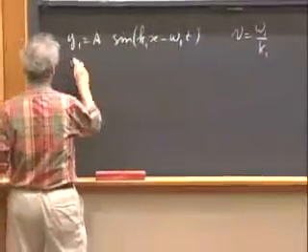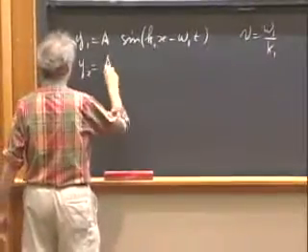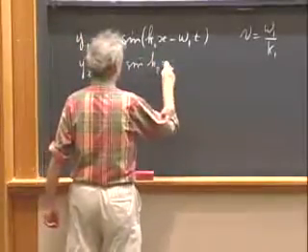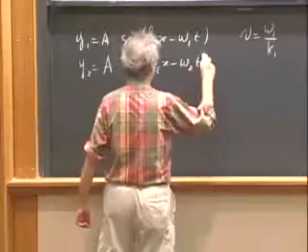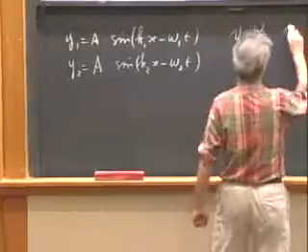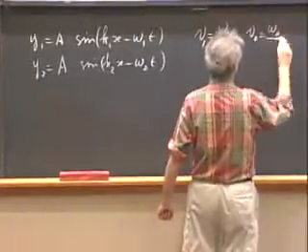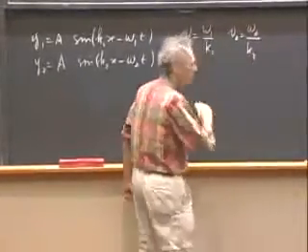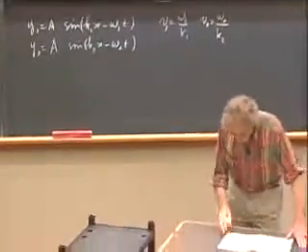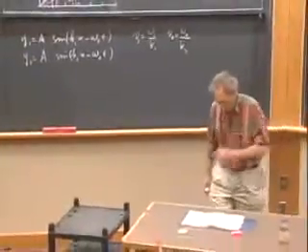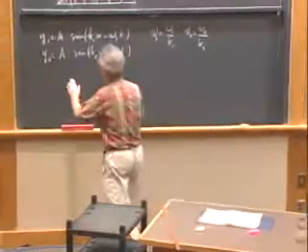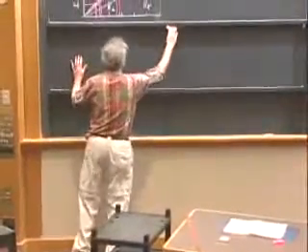And then I have a second one, which for simplicity I give the same amplitude, the sine of k2 times x minus omega 2 t. And this is v1, and v2 is omega 2 divided by k2. And the two are not the same. If they are the same, then it is a non-dispersive medium, but they are not the same. And so now I want to add them. So I want to know what y is, which is the sum of the two.